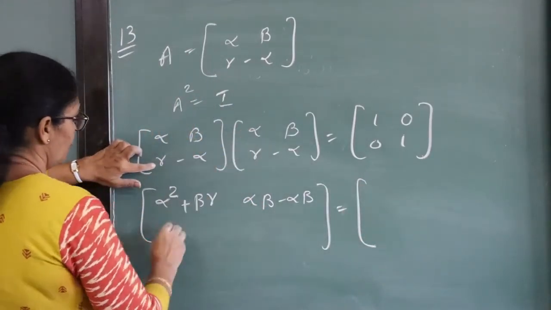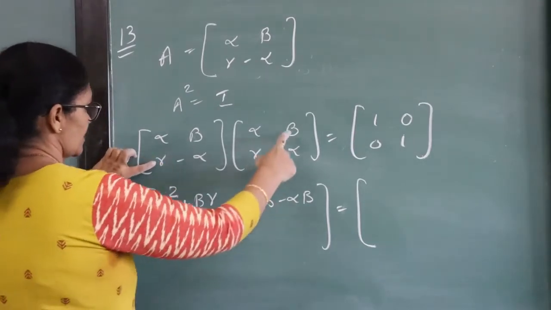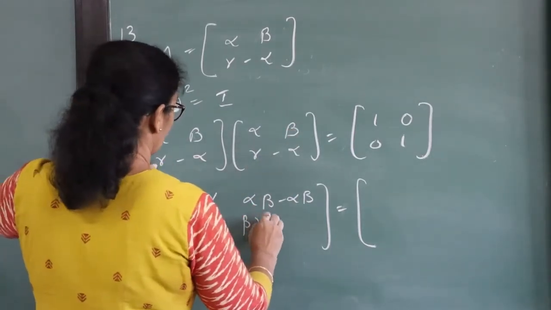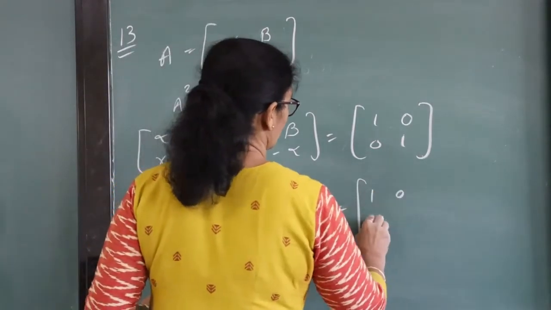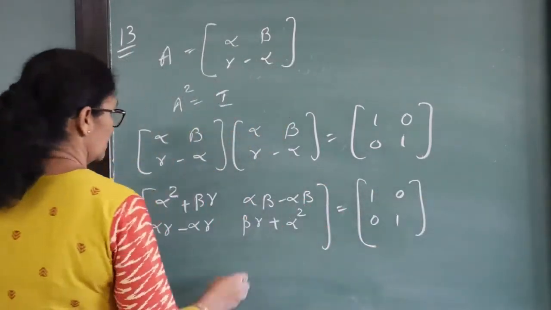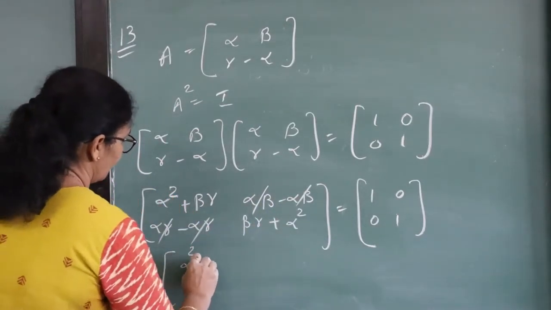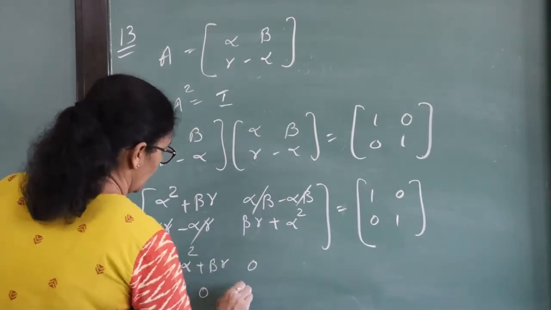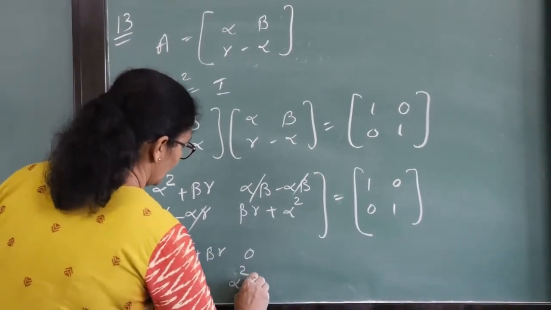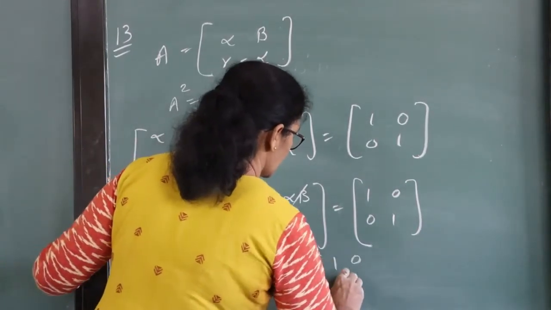Now second row, first column. Now second row, second column. Beta, gamma, minus, minus, plus alpha square. 1 0 0 1. Now this one is 0, this one also 0. So what you get? Alpha square plus beta gamma, 0, 0. Again alpha square plus beta gamma. It's equal to 1 0 0 1.